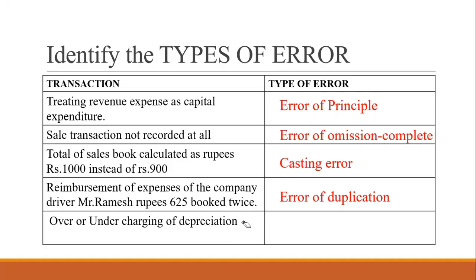One of you mentioned error of principle. For the last one, the correct answer is error of principle. Overcharging or undercharging of depreciation is an error of principle. It is not casting, it is not totaling. If it is supposed to be 10%, you either took it at a higher rate or at a lower rate. So your basic rule has been mistaken there, and it is error of principle.